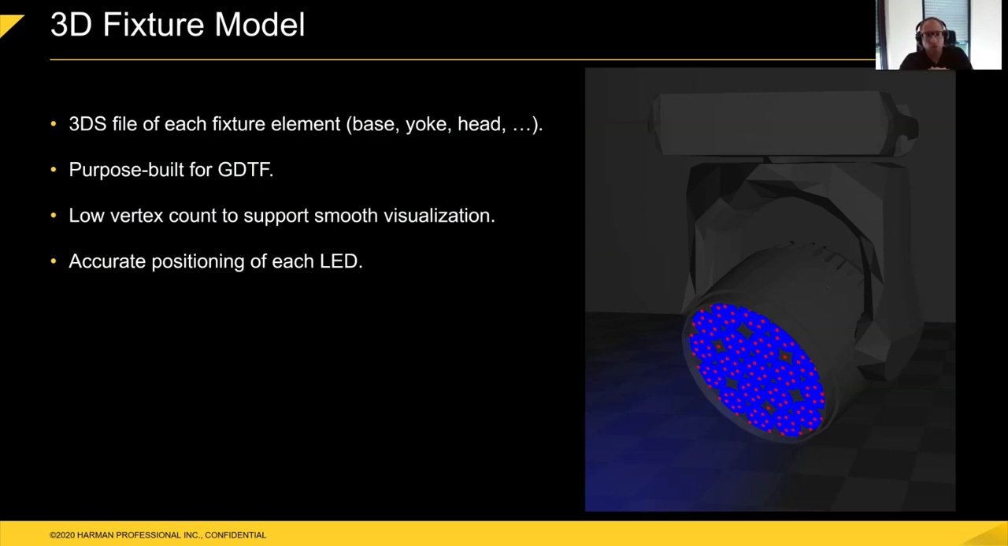The 3D fixture model also contains accurate positioning of each LED. So like the Mac Aura PXL, you see here there's a ton of LEDs, beam and Aura, and all of these are correctly mapped in the 3D model. So in the visualizer, you see exactly how the fixture will behave and look.